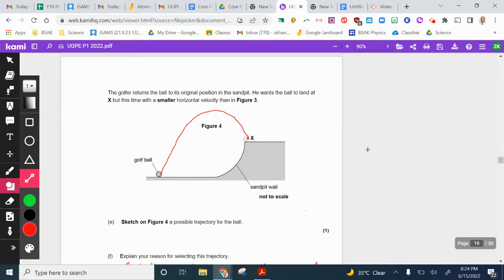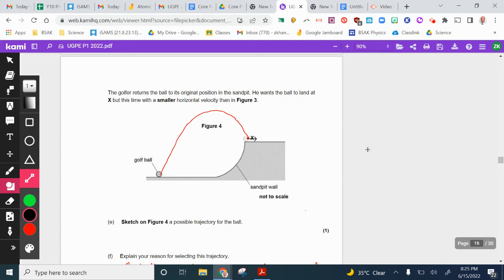The next question says the golfer returns the ball to its original position, so back where he started from, in the sandpit, and he wants the ball to land at X, and this time with a smaller horizontal velocity. So in this particular direction, that velocity that it lands with is smaller. Sketch on the figure a possible trajectory of the ball. So what we want to do is land the ball at X more vertically.